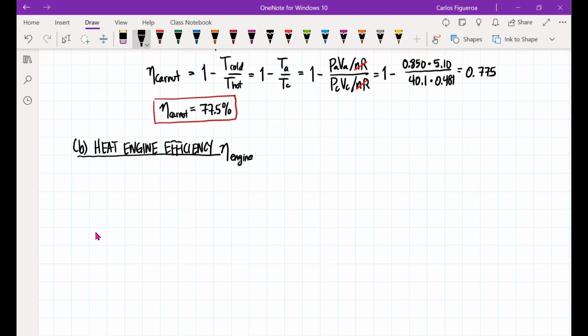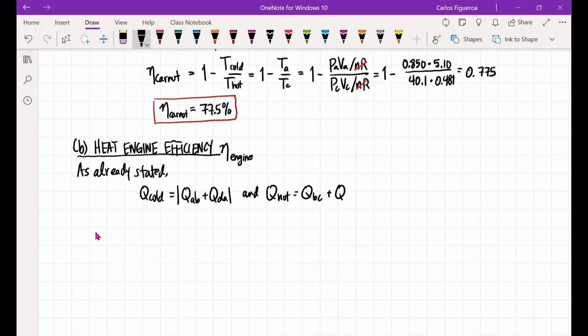So, as already stated, we know Q cold has to be the absolute value of QAB plus QDA, and Q hot is going to be a positive value of QBC plus QCD.